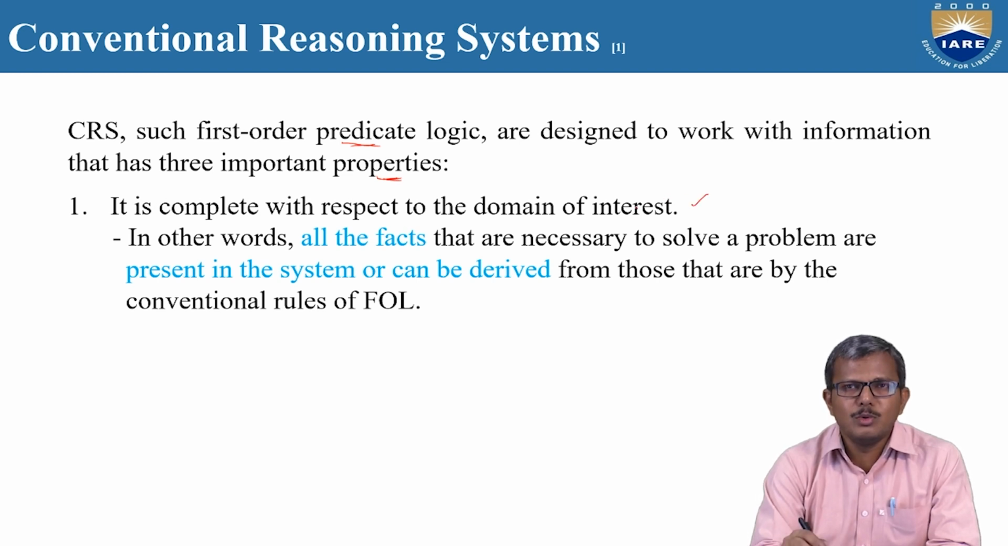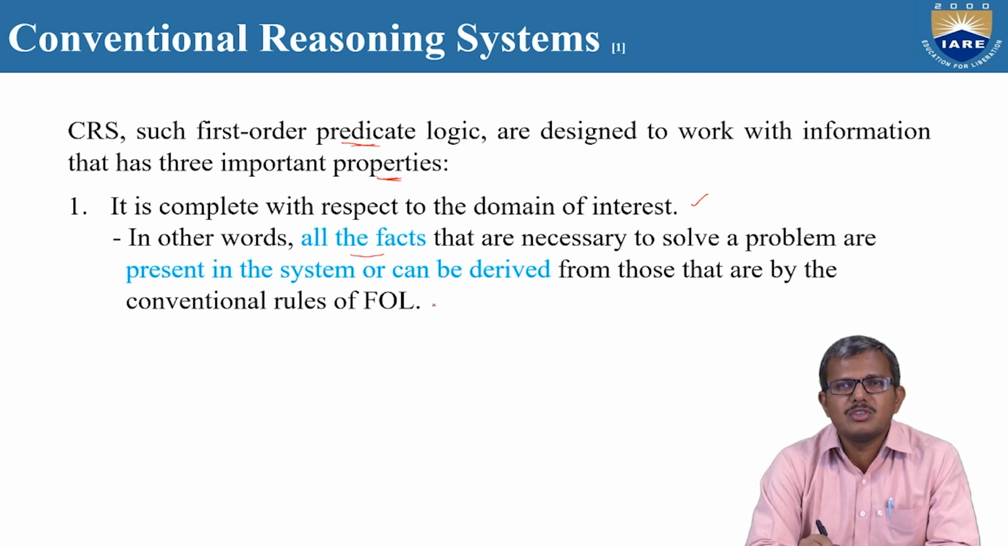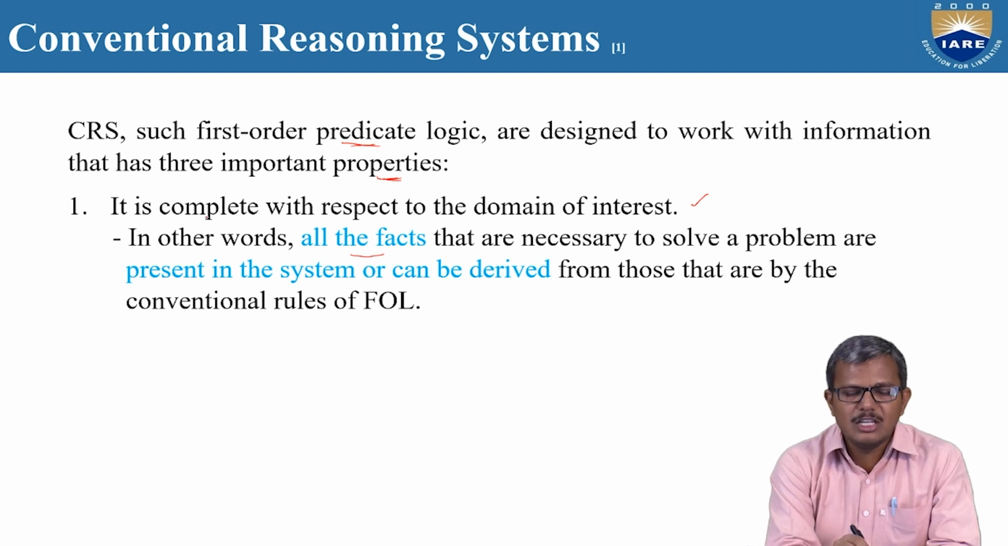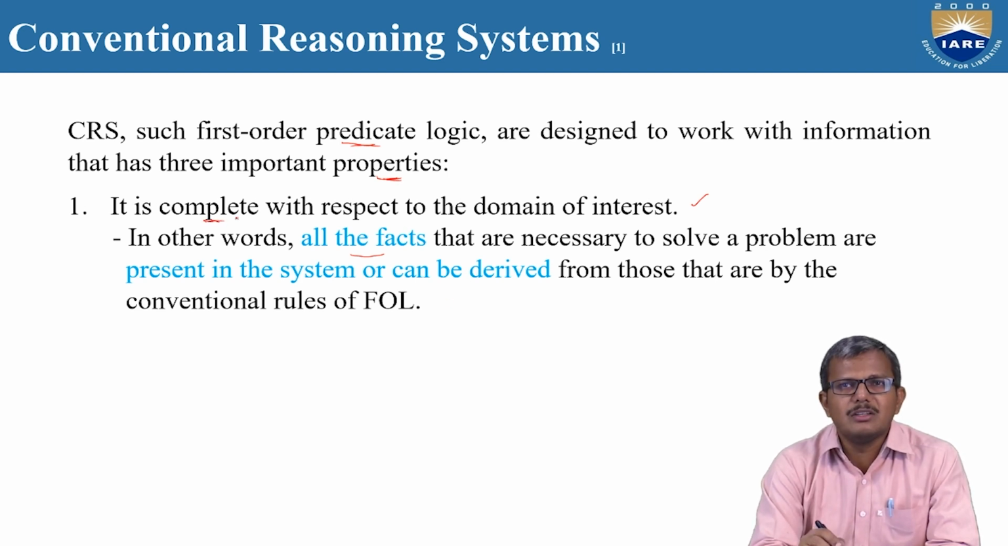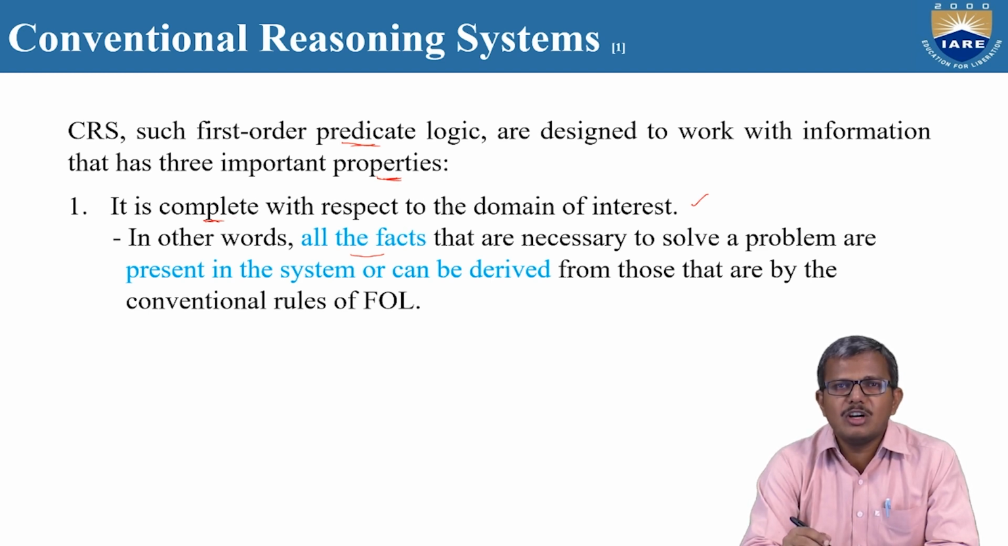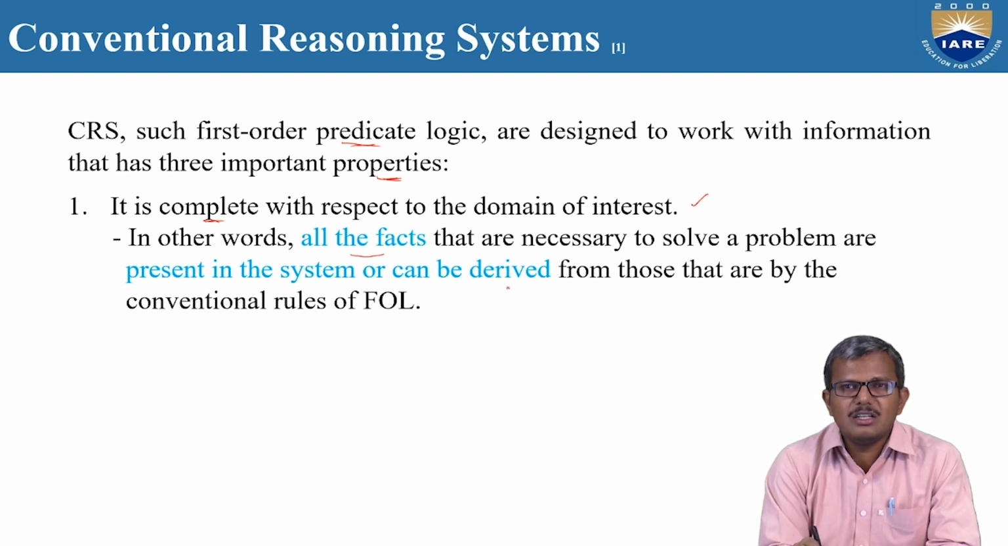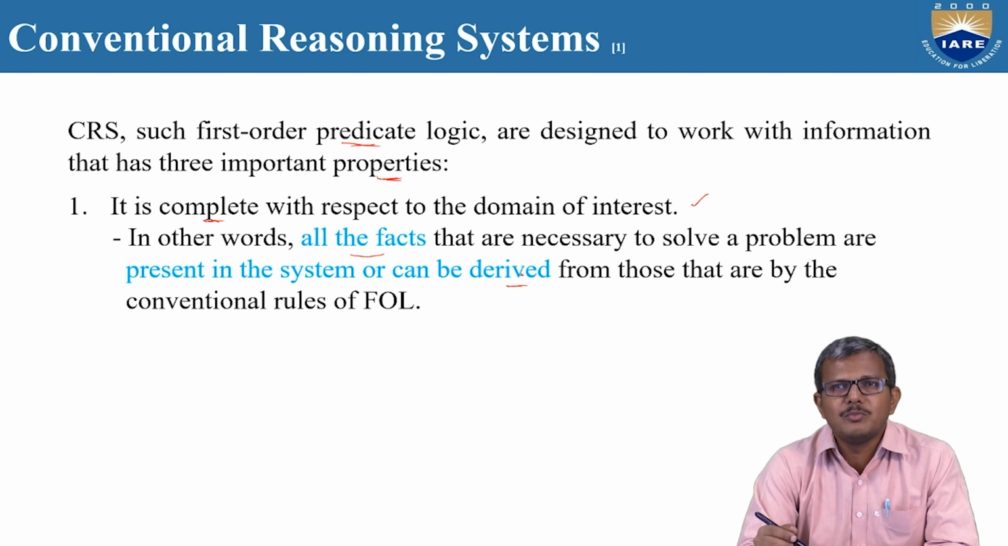So in simple words, we can say that all the facts that are necessary to solve the problem are present in the system, or can be derived from those that are by the conventional rules of first order logic. So what does it mean? It means here we are saying that a particular world should be complete, meaning whatever facts are available to that world should be complete. If it is not complete or consistent, then we are supposed to make the derivation.